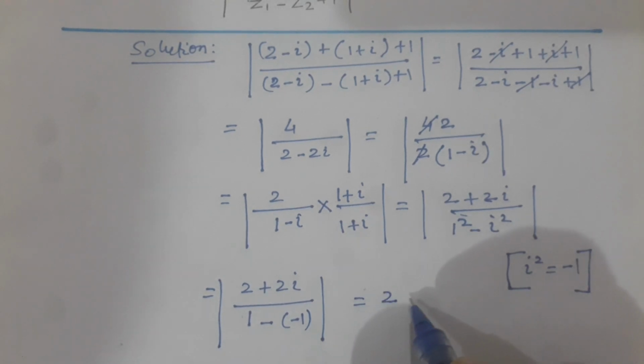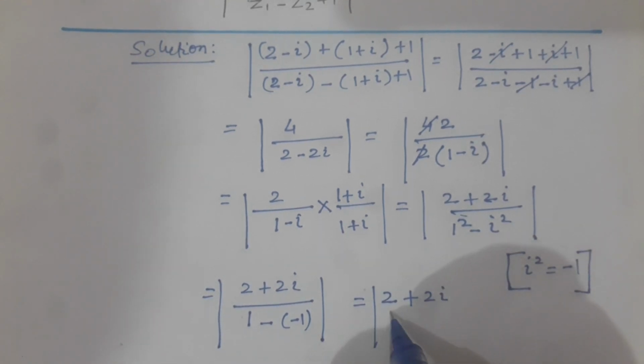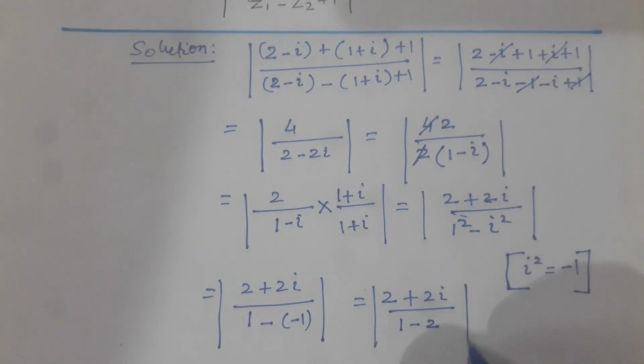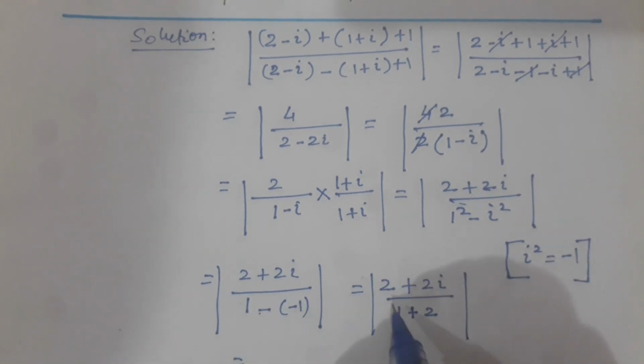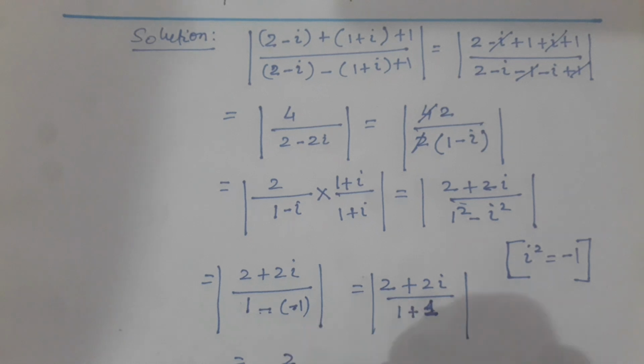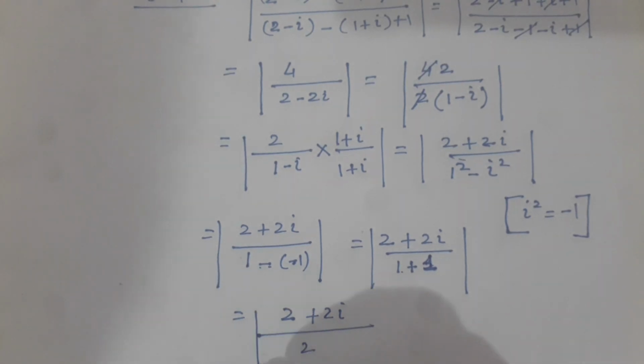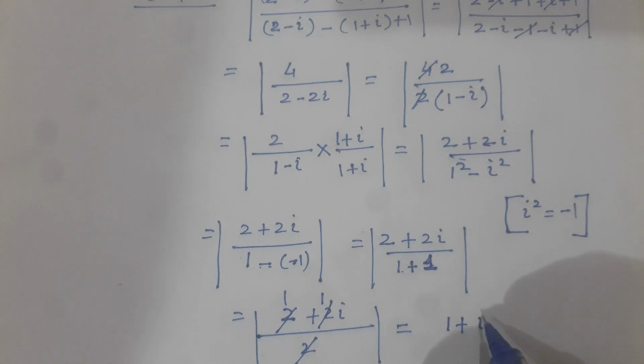So it will be 2 plus 2i by 1 minus minus 1, so it will be 1 plus 1, it will be 2 in modulus. So first of all this 2 will cancel the 2 in the denominator, and this 2 also cancels, leaving 1. So it will be 1 plus i, in modulus, right?